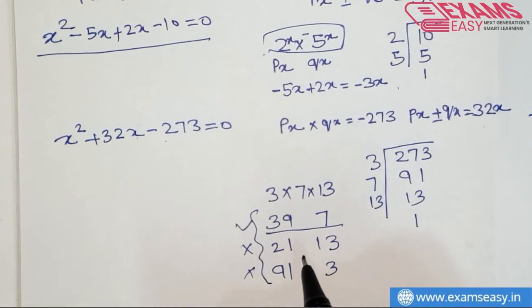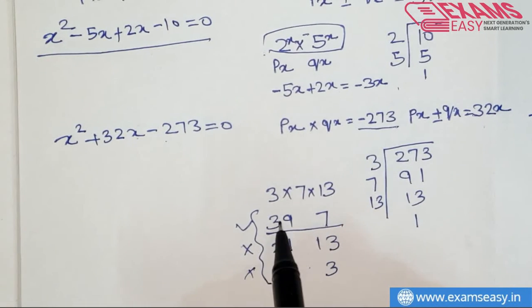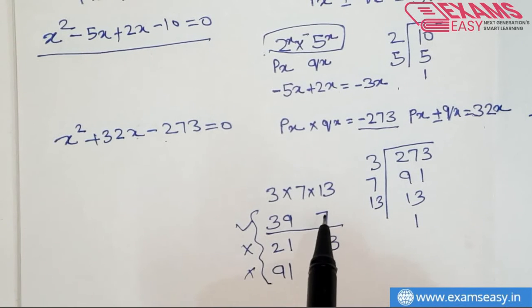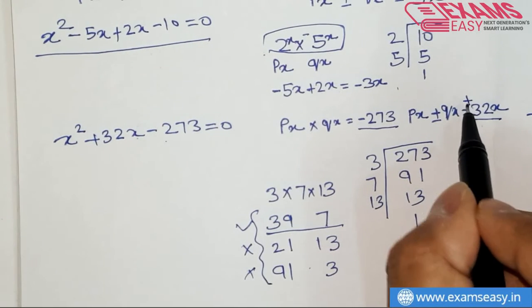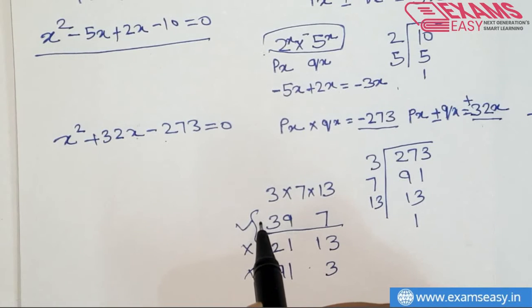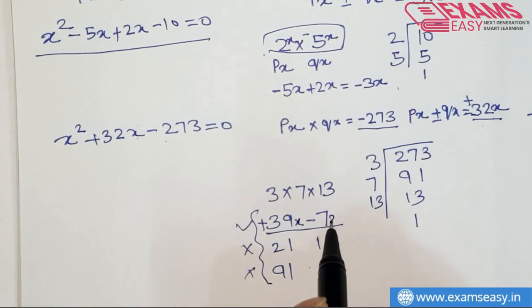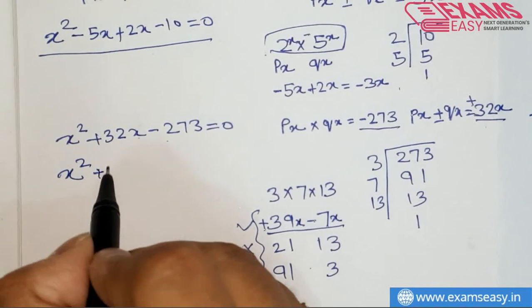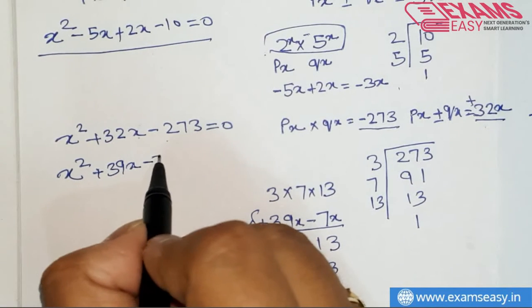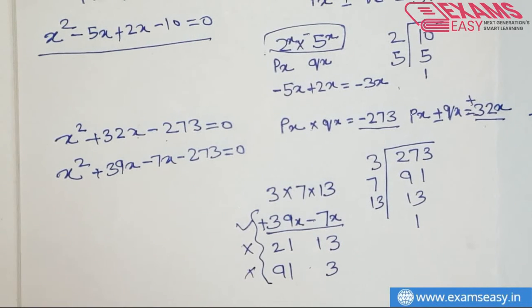So let us see the signs. In the product term we want negative, so either of the digits has to be negative. So which one is to be negative? That is decided by this factor. This 32x we want in positive, so the greater number has to be positive, and if we subtract 39 minus 7, then it will give us plus 32. So 39x minus 7x will be our desired factor. So we can write it as x square plus 39x minus 7x minus 273 is equals to 0. So this would be our desired factor.